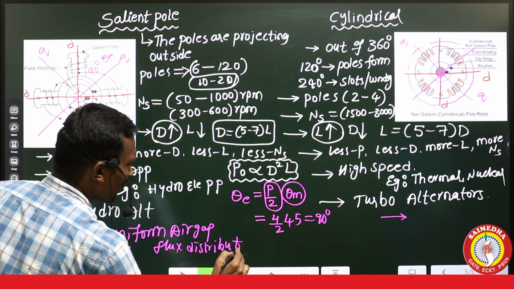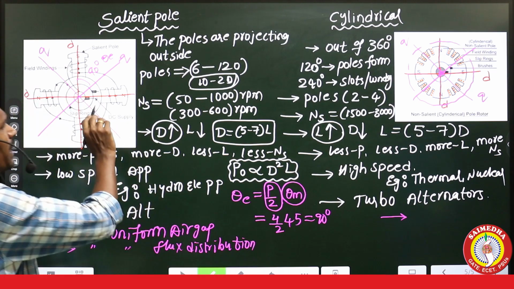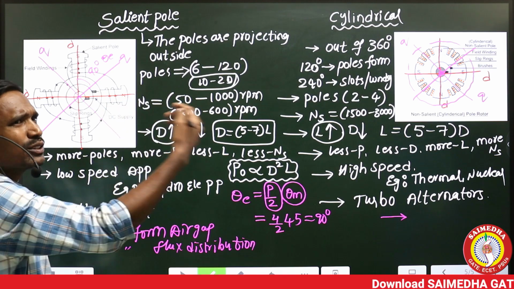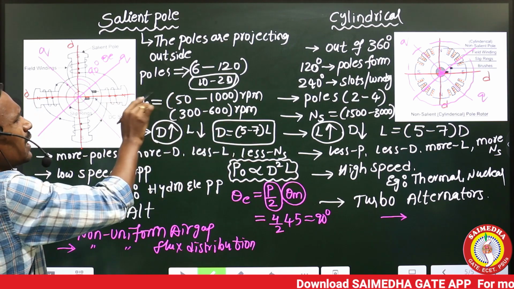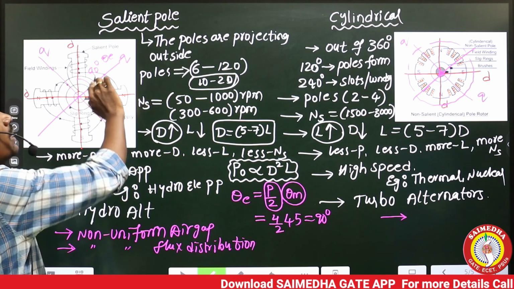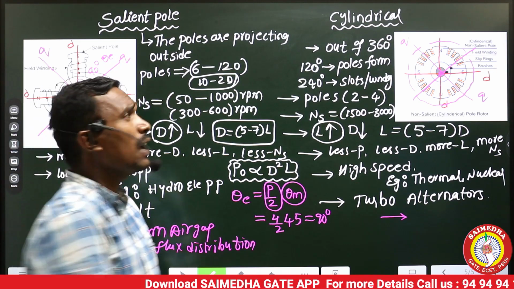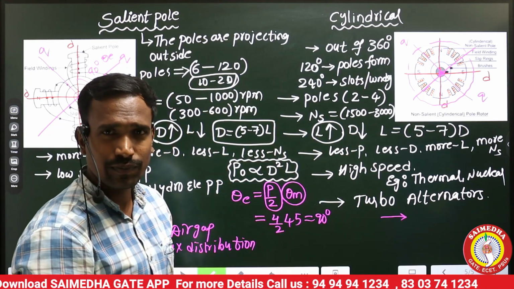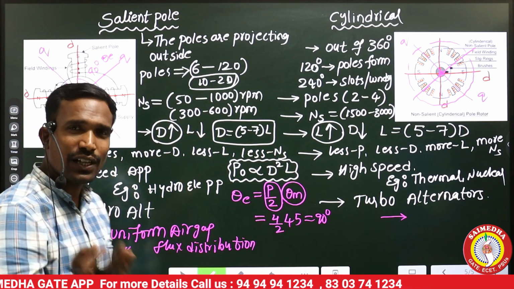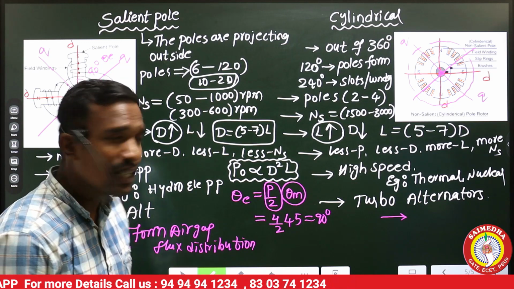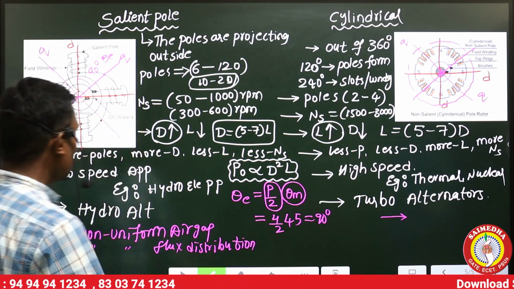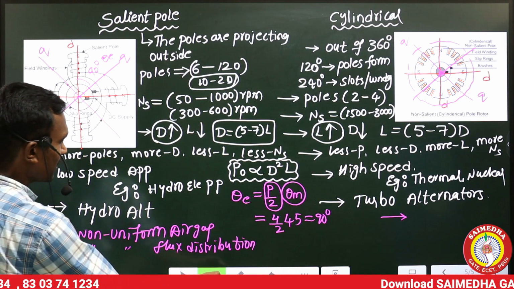What is this? The flux distribution? Generally, the field winding will produce the flux, which the poles will give to the armature. Here the flux distribution is more, here the flux distribution is less, but here the flux distribution will be uniform. But here, non-uniform flux distribution. Yes or no, guys? When the flux distribution is non-uniform, then EMF is non-sinusoidal.